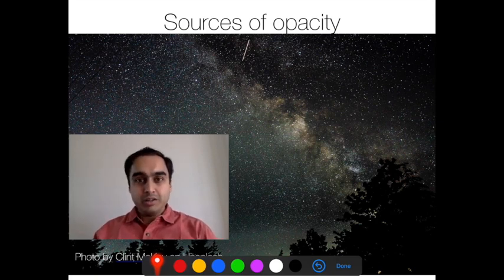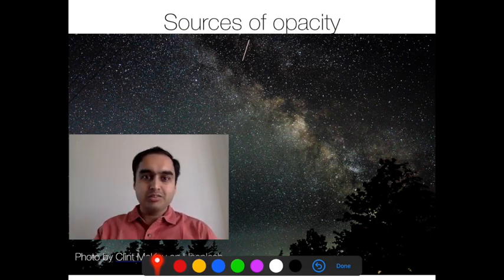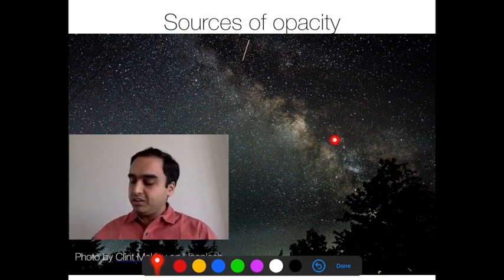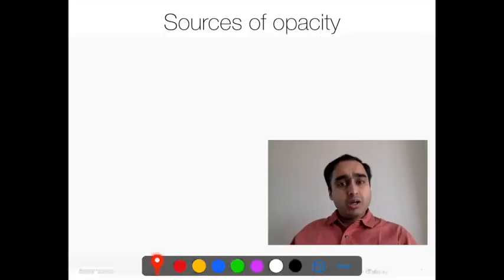If we see infrared images of the Milky Way, and that's something that you need to do, just go look up Milky Way in infrared, then these dark areas don't appear anymore. What other sources of opacity can you think of?